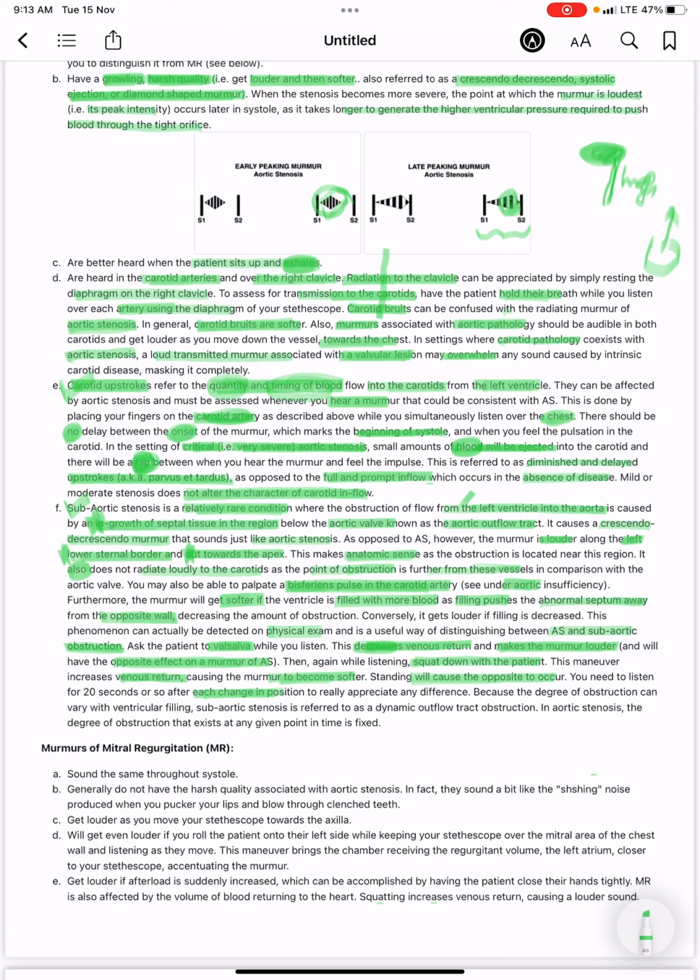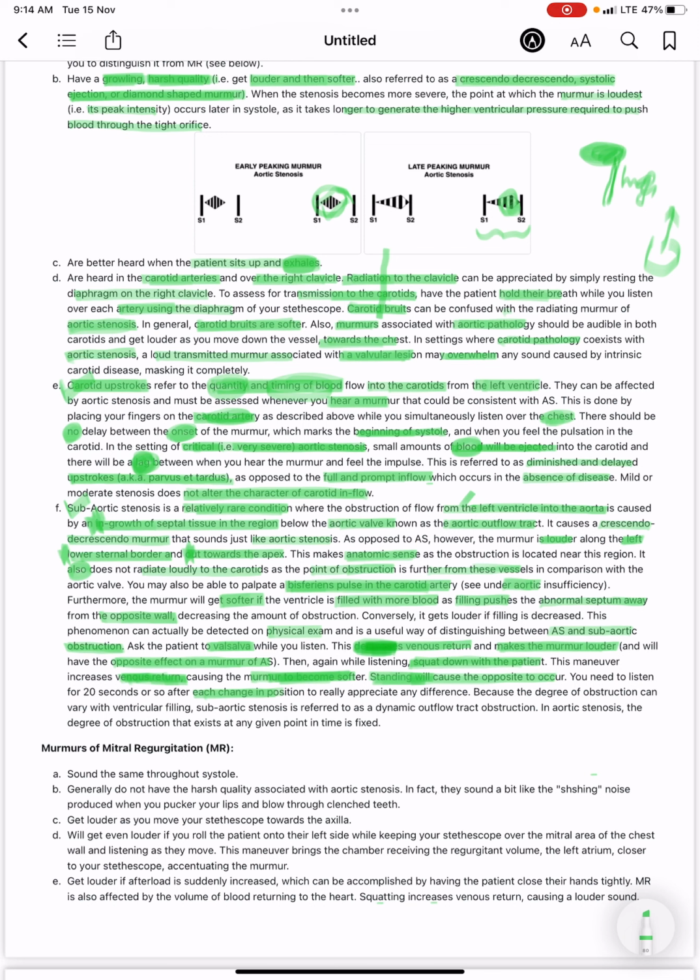So, Valsalva decreases the venous return and makes the murmur louder, with the opposite effect on the murmur of aortic stenosis. Then squatting down increases the venous return, causing the murmur to become softer. Standing will cause the opposite effect. You need to listen for 20 seconds or so after each change in position to really appreciate any difference.